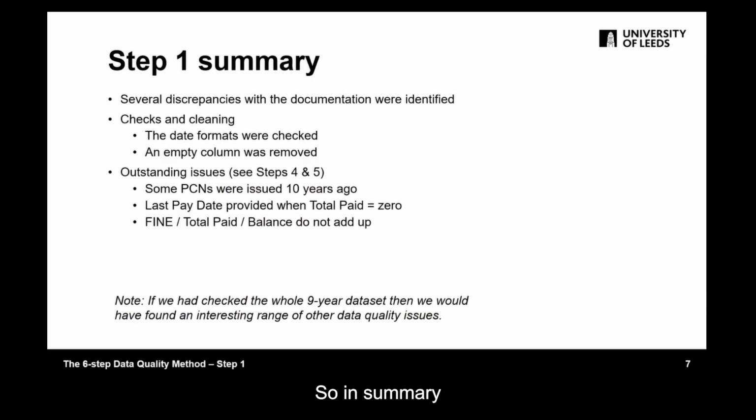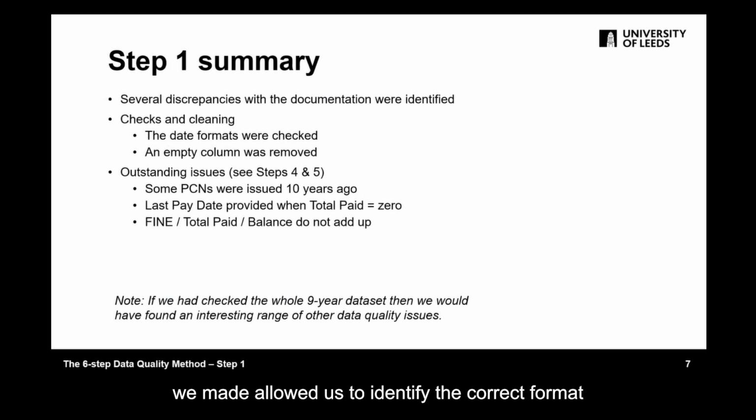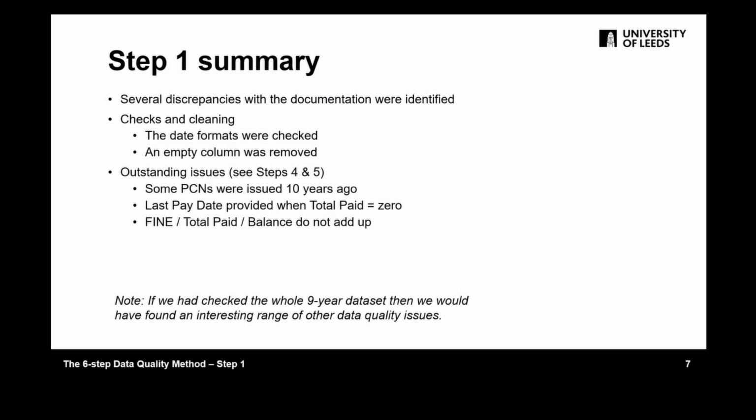So in summary, we have identified a number of discrepancies with the documentation. The checks we made allowed us to identify the correct format for reading in the dates, and we also found an empty column and now have removed it. We also identified 3 outstanding issues which we'll come back to in steps 4 and 5. One of those is that some PCNs were issued 10 years ago. The second is that there's a last pay date when the total paid was 0. And the third is that the fine, the total paid, and the balance don't add up.